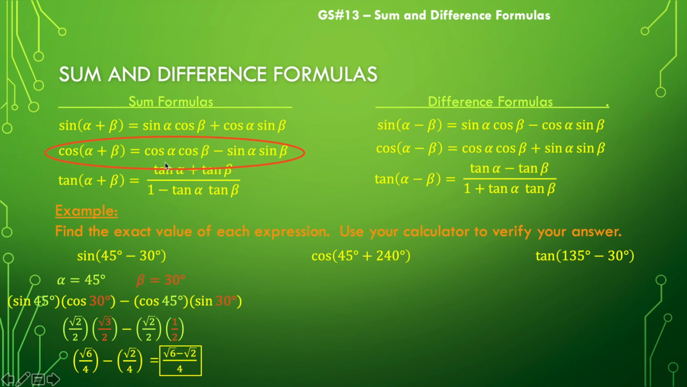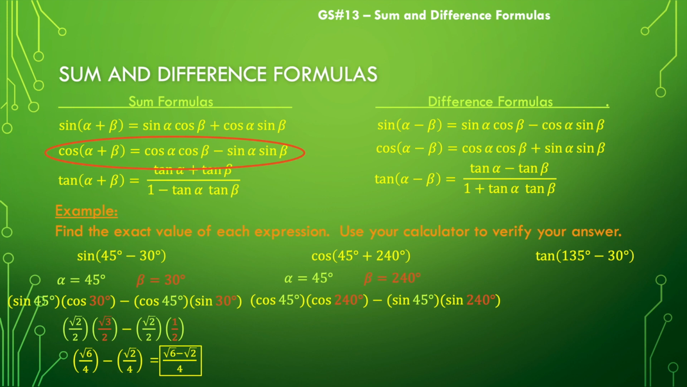That means that I need to identify my alpha and my beta. Okay, alpha is going to be 45 degrees, and beta is going to be 240 degrees. Now I can take those and sub them in for alpha and beta throughout my formula. So the cosine of alpha will become the cosine of 45 degrees. The cosine of beta will become the cosine of 240 degrees minus the sine of alpha, which is the sine of 45 degrees, times the sine of beta, which is 240 degrees. So we have something that looks like this.